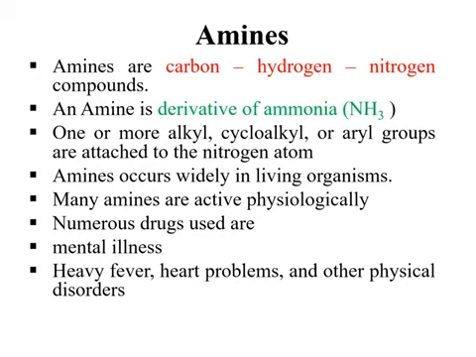Amines are compounds which have 3 different types of atoms. These atoms are carbon, hydrogen, and nitrogen. Amines are usually termed as derivatives of ammonia, as we know that there are 3 hydrogen atoms attached to a nitrogen atom in ammonia. So replacement of these 3 hydrogen atoms by different types of alkyl, cycloalkyl, or allyl groups gives different types of amines.